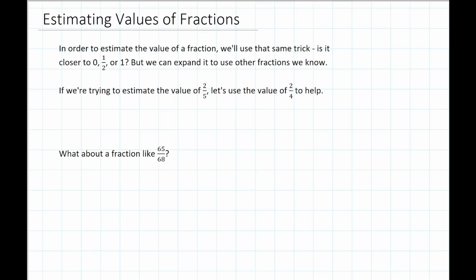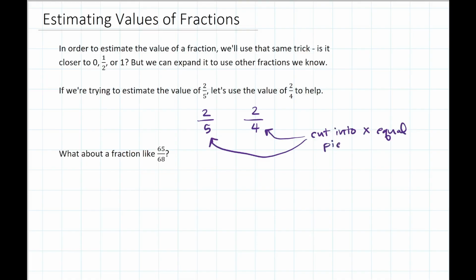So if we were trying to do the value of 2/5 and we don't know much about that, we can compare it to 2/4. So remember I said that the denominator tells us how big the pieces are, but a bigger number doesn't mean bigger pieces. This tells us how many times it's cut into equal pieces. So in 2/5 we have 5 equal pieces, and in 2/4 I have 4 equal pieces.